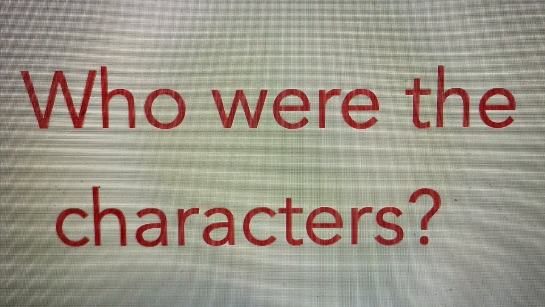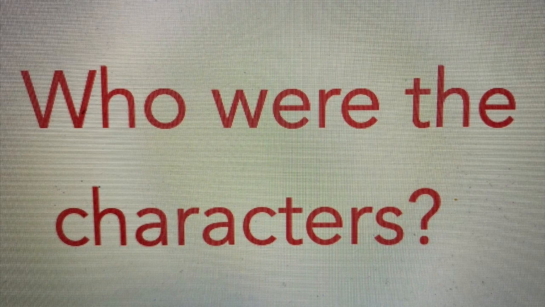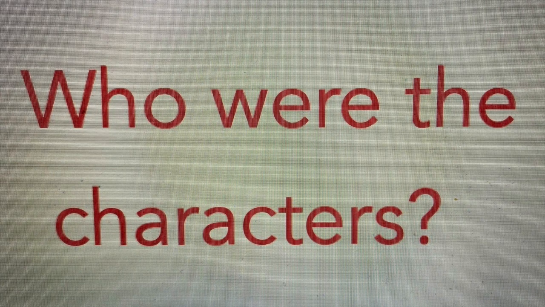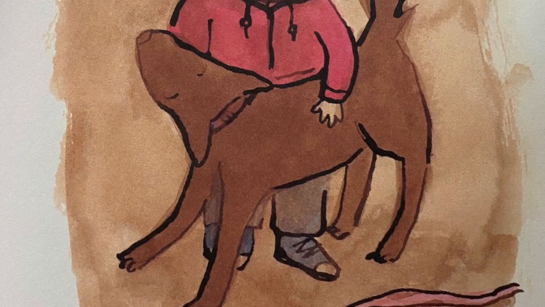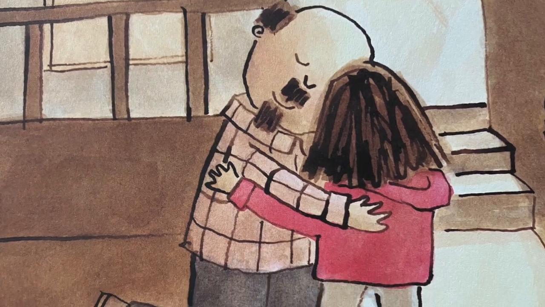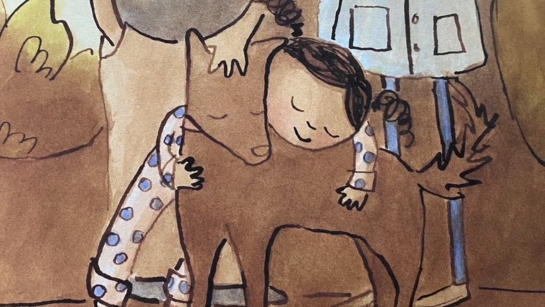The next question is, who were the characters? Remember what characters mean? The stars of the story. Who were the stars or the characters of this book? Did you say Hannah and Sugar are the stars of this story? Well, you're right. There are also a couple other characters we could mention, like Hannah's papa and Violet P and her parents.